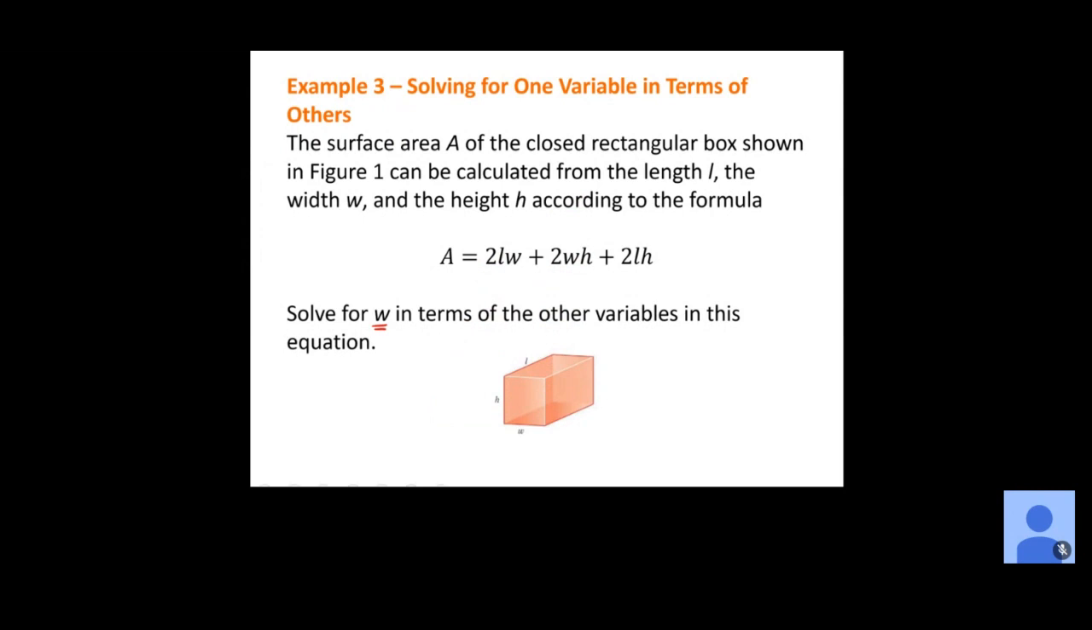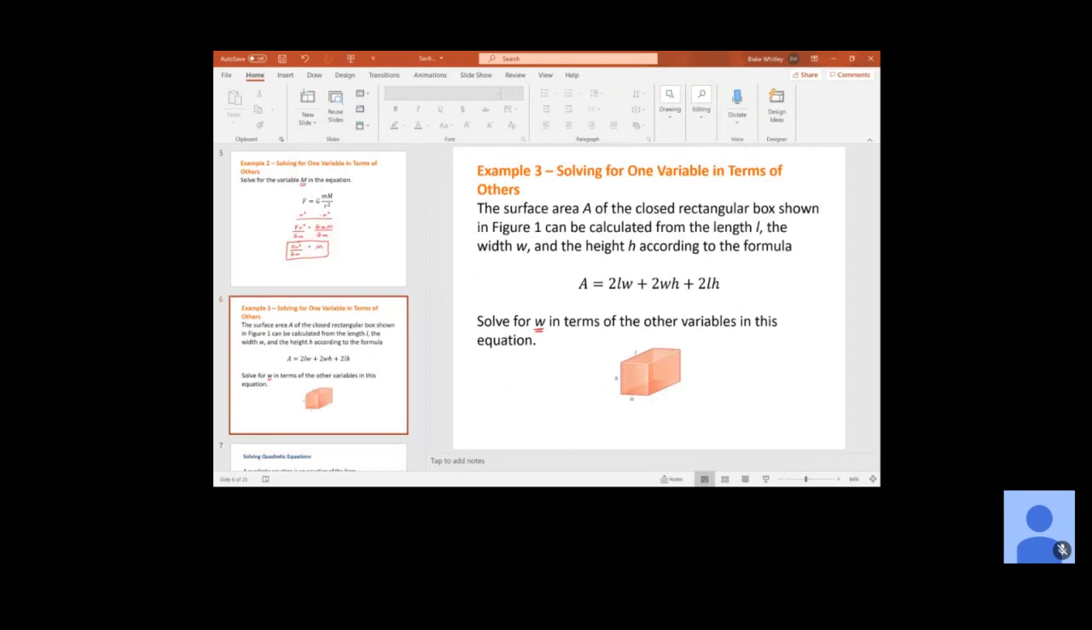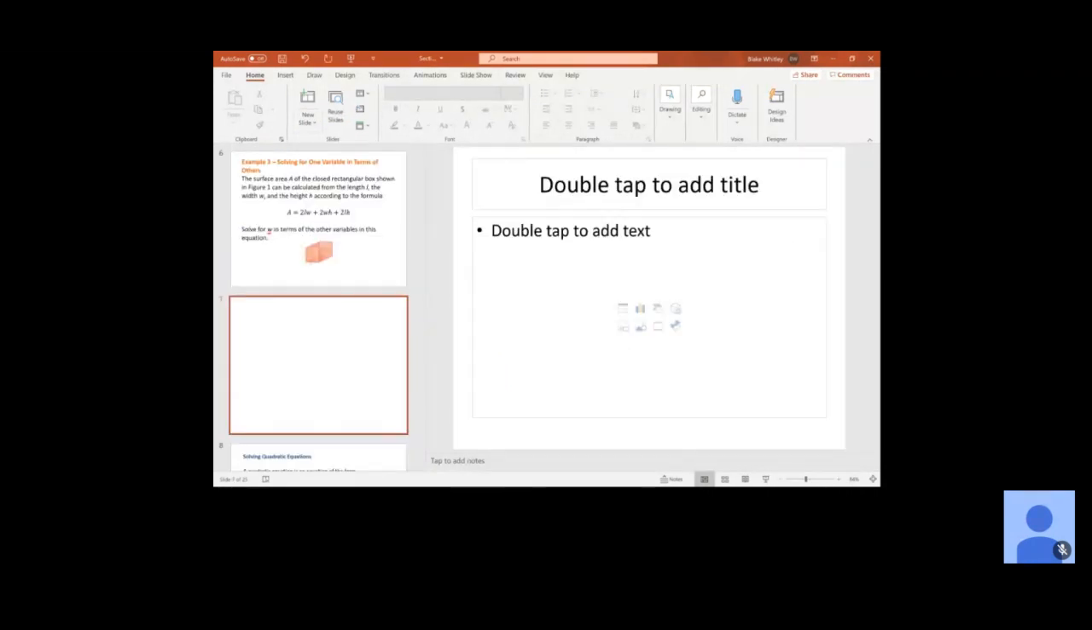And so I'm going to create another slide here just so we've got plenty of room to work this out. And I'm just going to copy over my formula. So we had A equals, copy it directly, 2LW plus 2WH plus 2LH. And again, we're trying to solve this for W now.